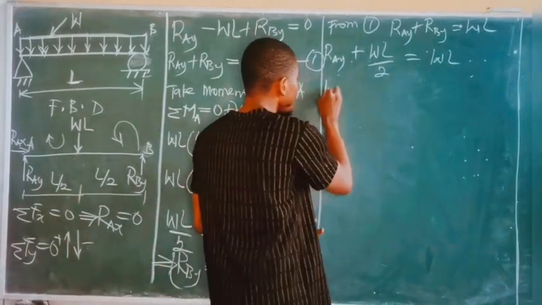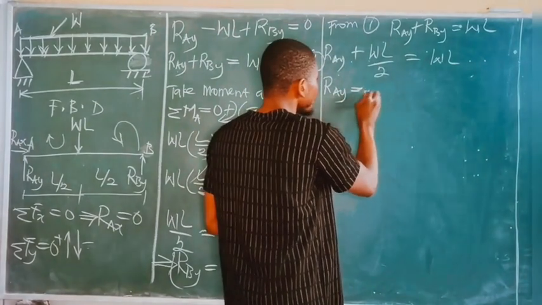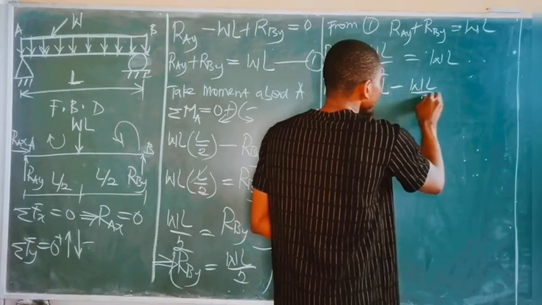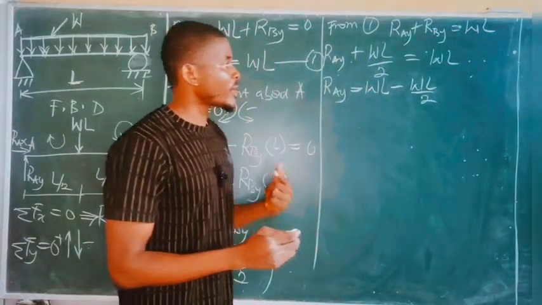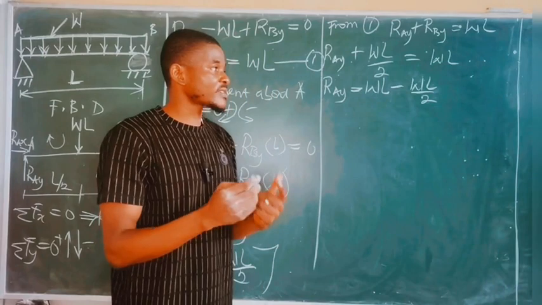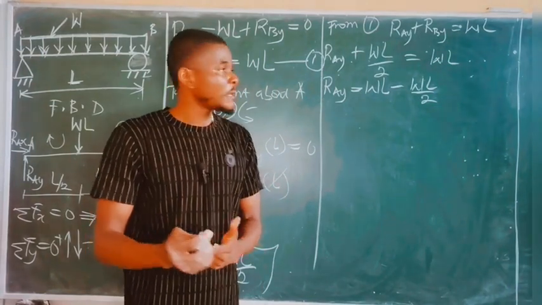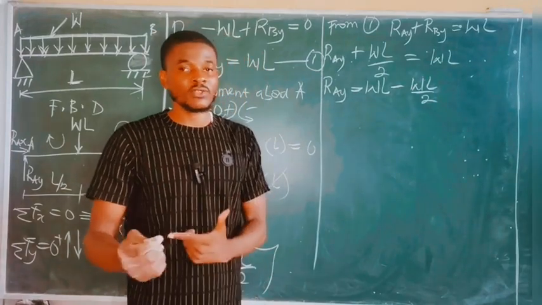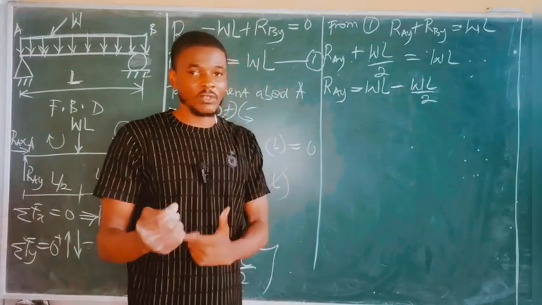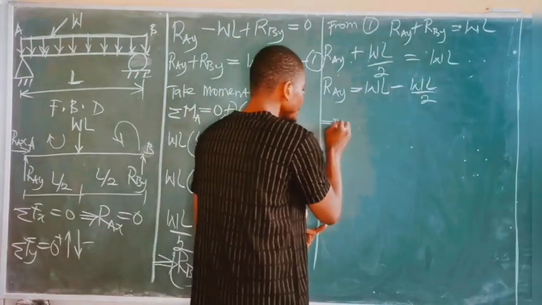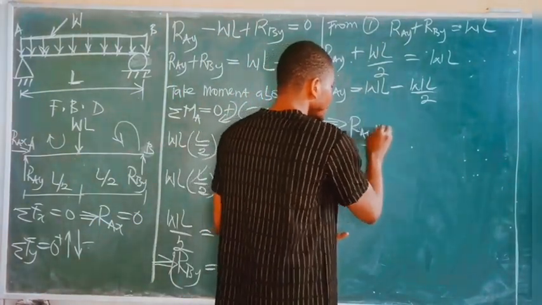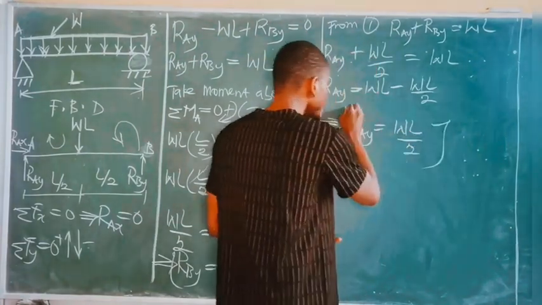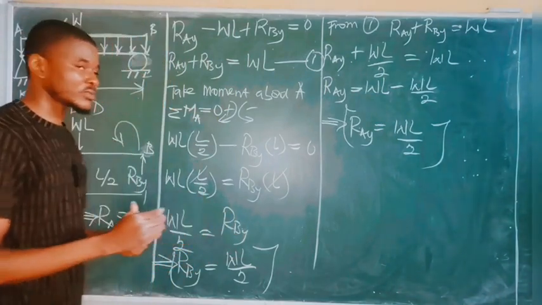So we simply have RAY is now equal to WL minus WL all over 2. Of course, WL minus WL all over 2 is simply like saying 1 minus 1 over 2, because this is WL and this is WL over 2. That will simply give you 1 over 2. So which means this reaction at point A is also WL all over 2. So we've gotten the two unknown reactions.